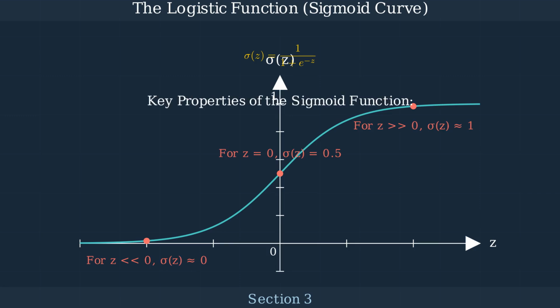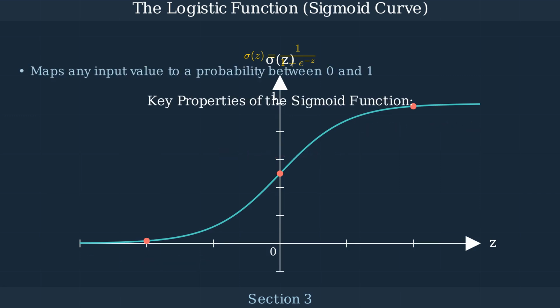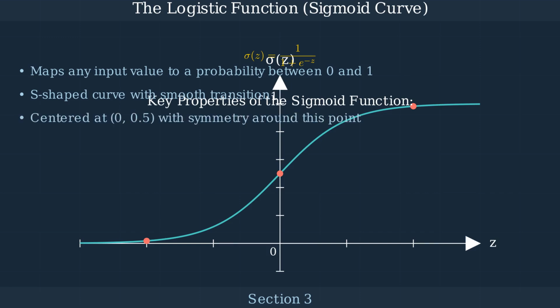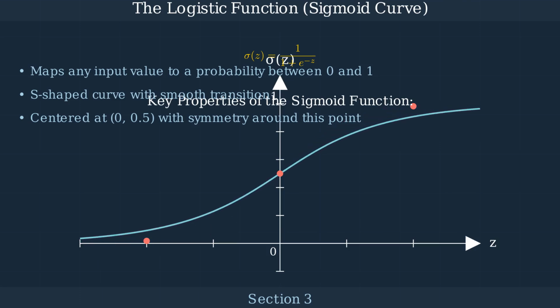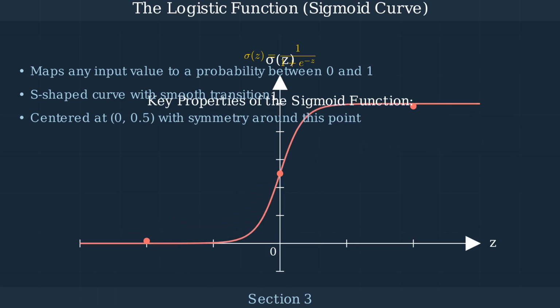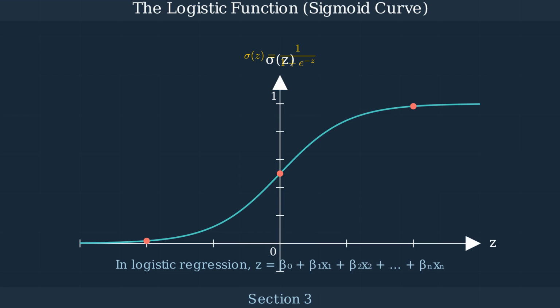Let's examine some key properties of the sigmoid function. The sigmoid function has a smooth S-shaped curve that gradually transitions between its extreme values. It's centered at the point 0, 0.5, and exhibits symmetry around this point. The shape of the sigmoid curve can be adjusted by parameters, changing how quickly it transitions from 0 to 1. In logistic regression, the input z is a linear combination of features weighted by coefficients.